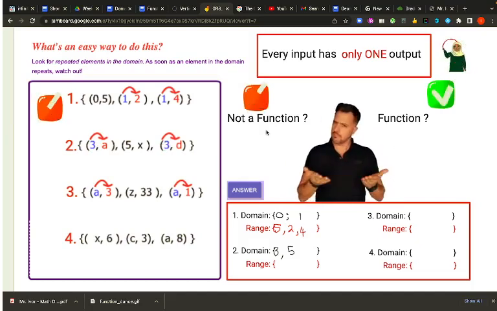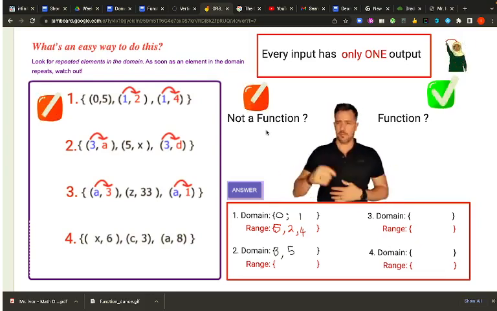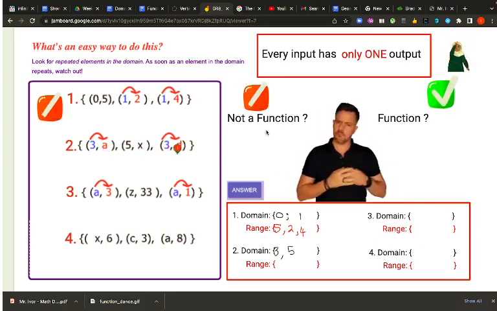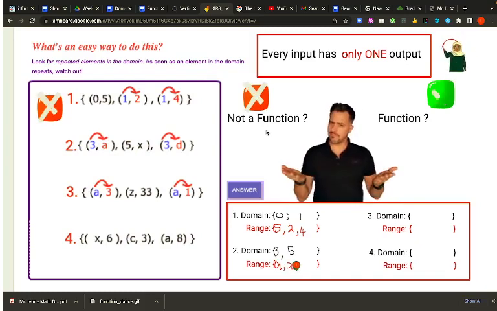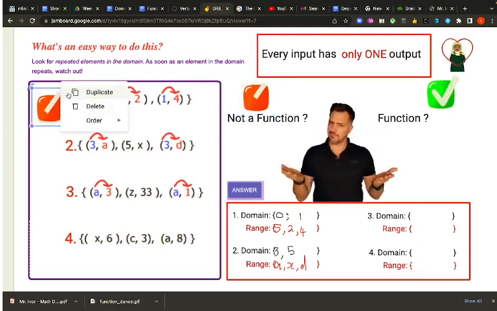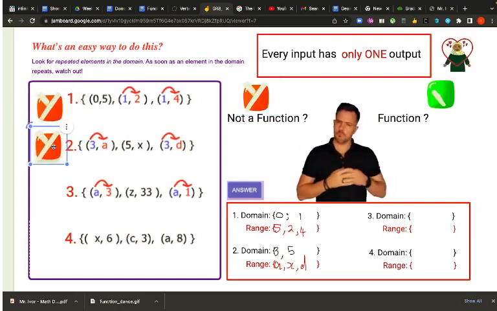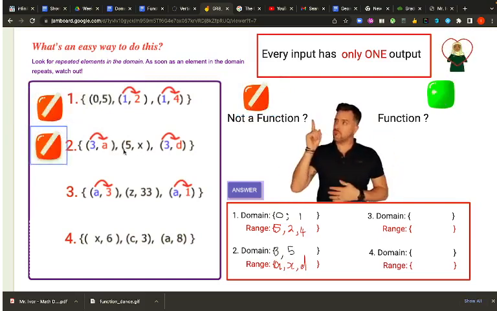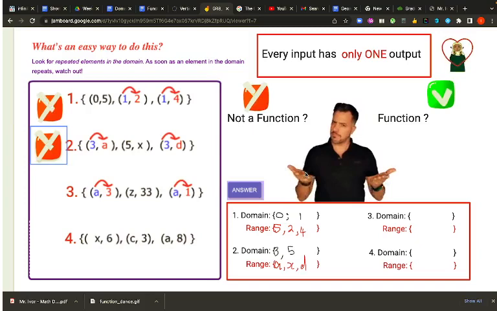All right, let's continue. What's the range? The range would be all the y values, so a, x, and d. So this is not a function. Why? Because some of the elements are repeated, and those are the inputs. If the inputs repeat, we know it's not a function. All right, so number 2 is done.